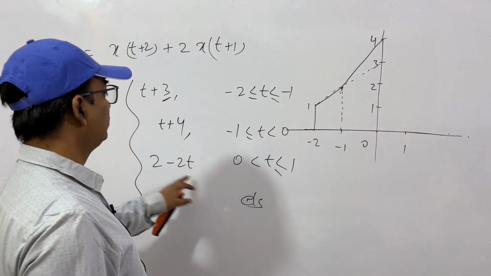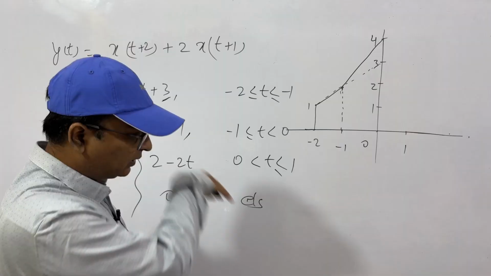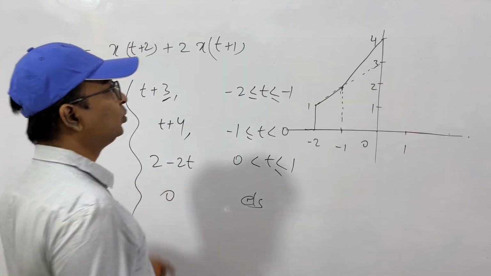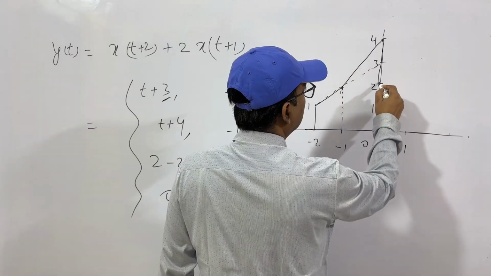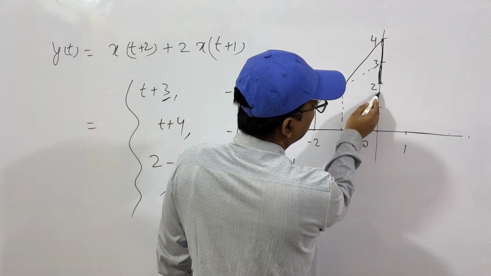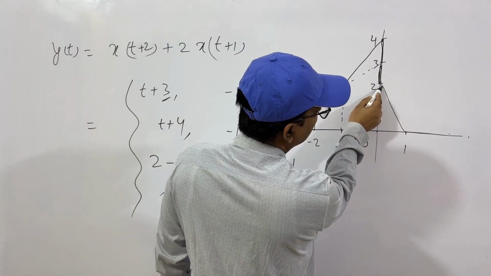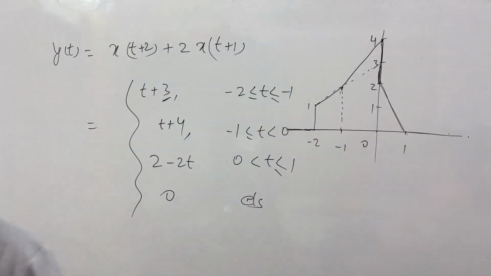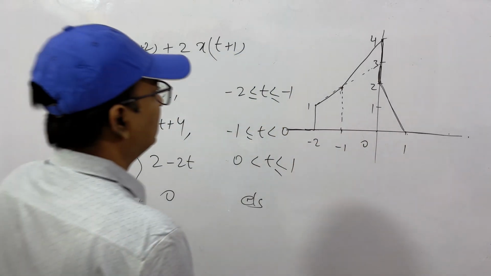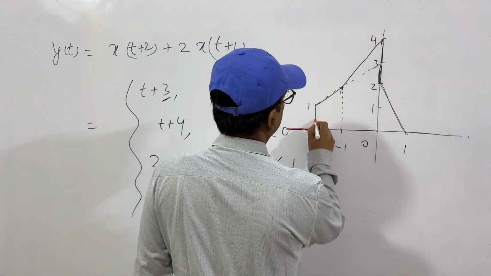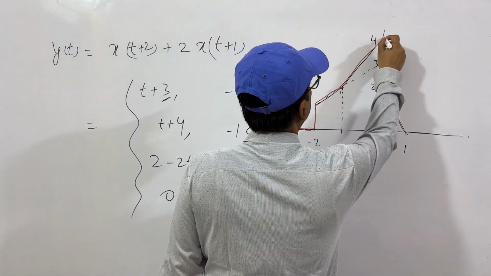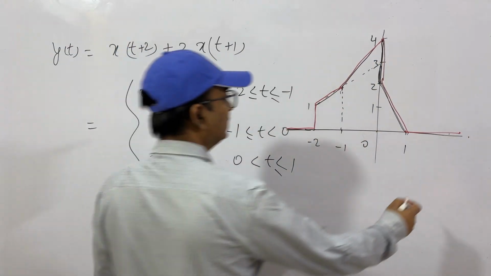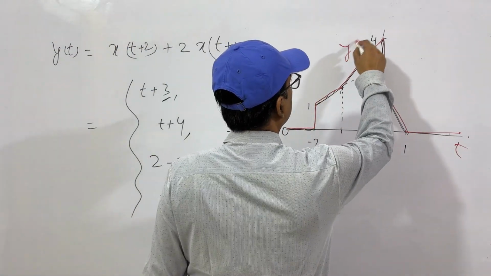Okay. And then from 0 to 1, it is 2 minus 2t. Minus 2 means the slope is like this, and it will start from 2. So it is like this, from here to here, and then it will be like this. Okay. So your signal is like this. This is t and this is y(t). Clear?